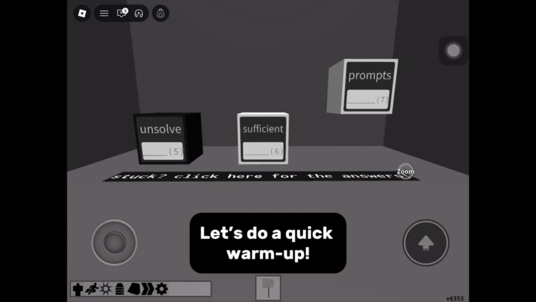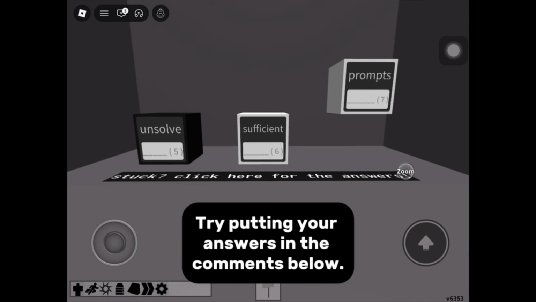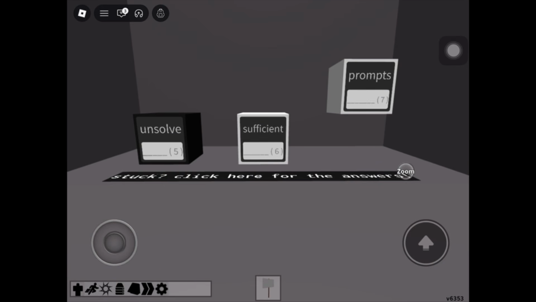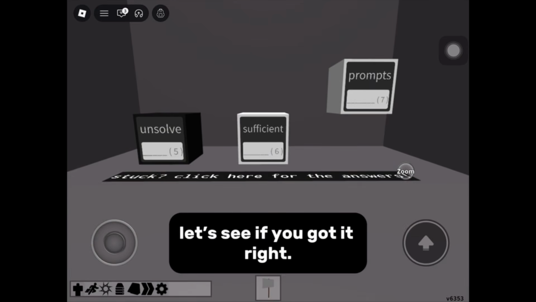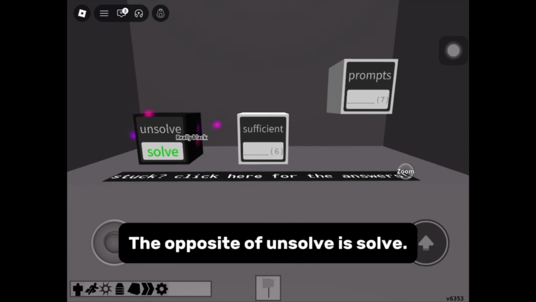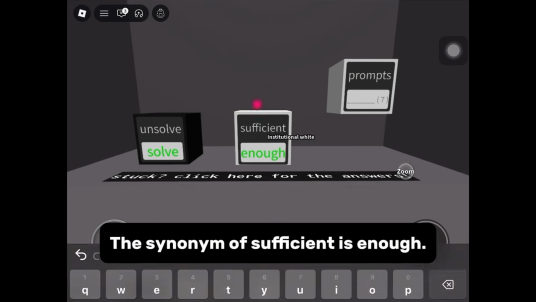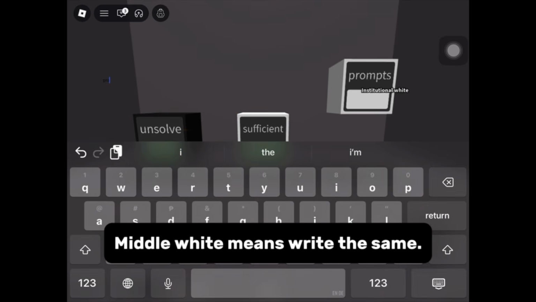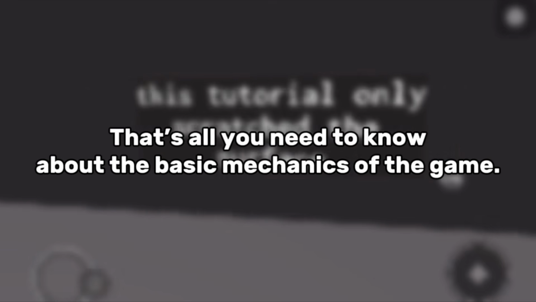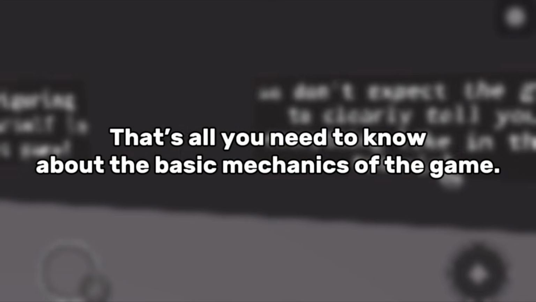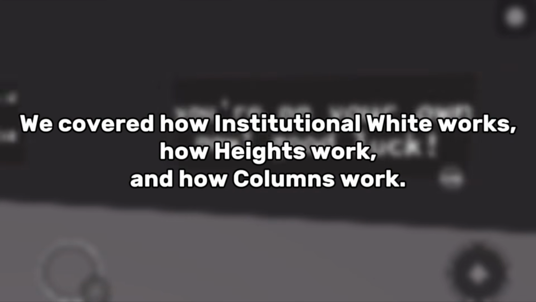Let's do a quick warm-up. Try putting your answers in the comments below. Let's see if you got it right. The opposite of unsolved is solved. The synonym of sufficient is enough. Middle white means right the same. That's all you need to know about the basic mechanics of the game. We covered how institutional white works, how heights work, and how columns work.